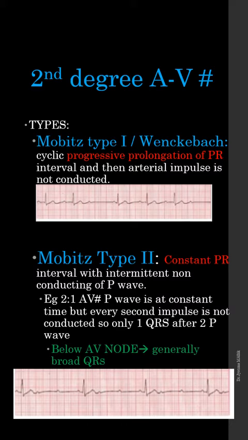Mobitz type 1 is also called Wenckebach. In this, there is a cyclic prolongation of PR interval and sudden drop of P wave conduction.